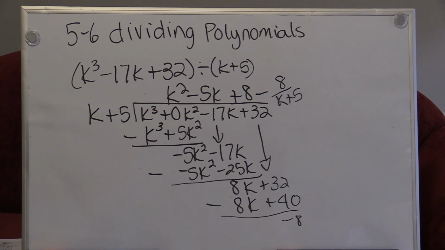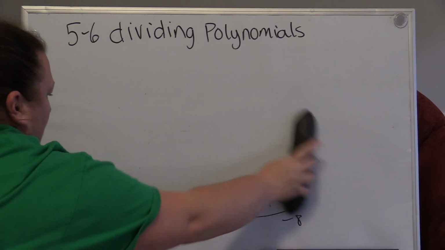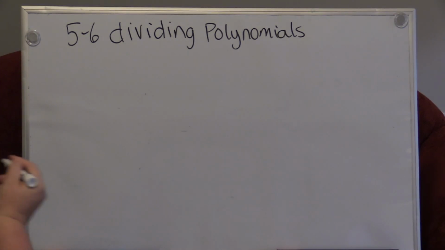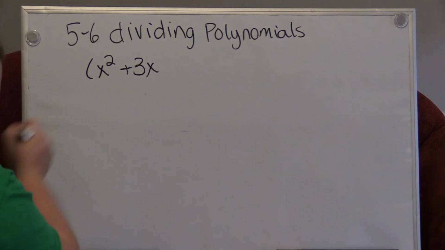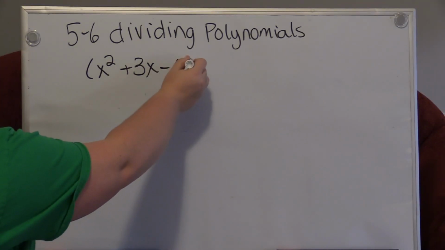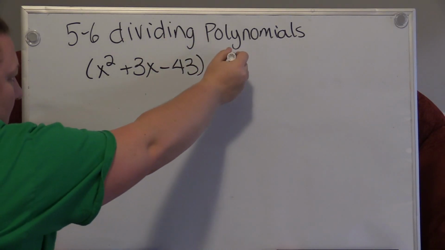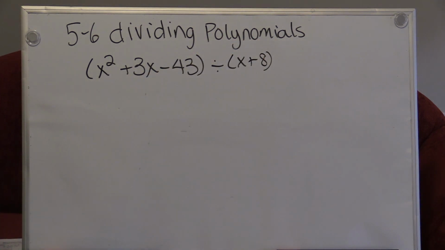Now we're going to talk about a different way called synthetic division. My synthetic division looks like this. Starts out the same. I get x squared plus 3x minus 43 divided by x plus 8. You may be thinking we just did this problem. You're right, we did. But now I'm going to show you how to do it synthetic division wise.